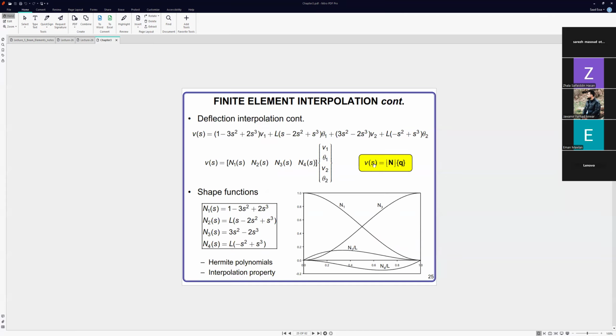V of s is equal to the shape functions N times Q. These are the shape functions N1, N2, N3, N4. For the deflection and the theta, the value is 0 at one node and 1 at the other, and the reverse at the other node. So this is the Hermite polynomials interpolation property.